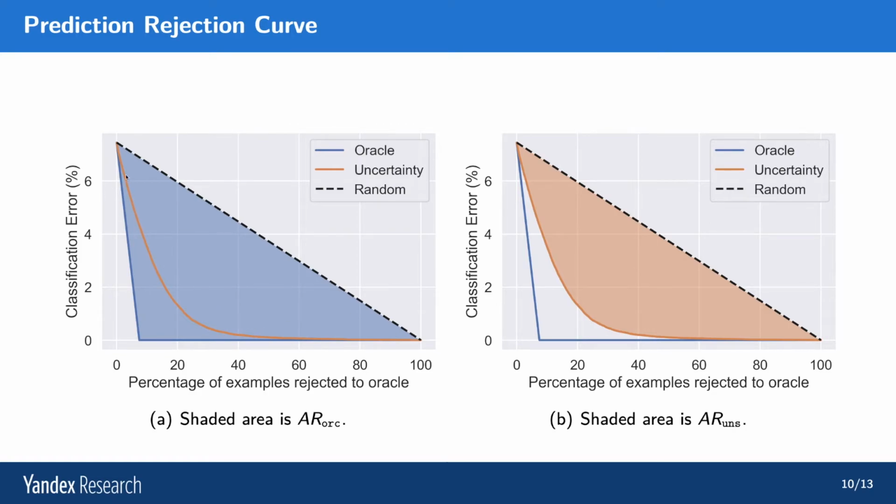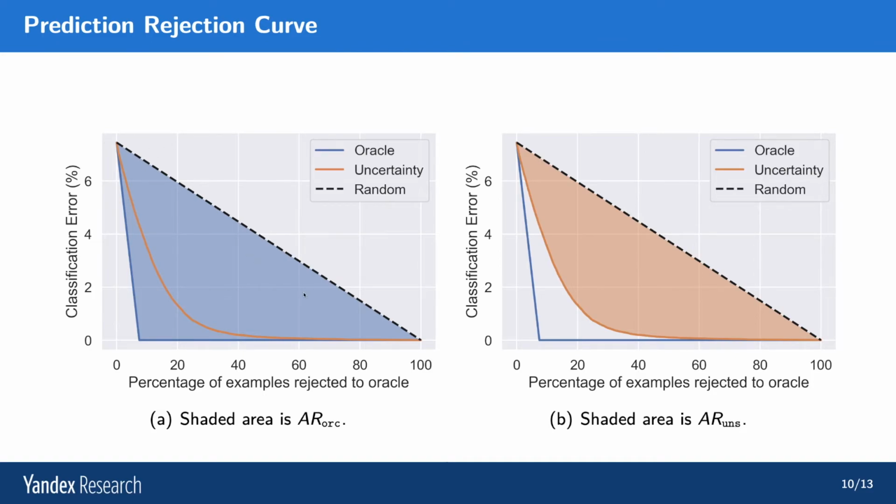So here we have a scenario where if we reject examples in the order of error, so if we first reject all the ones where we make mistakes, then we can drop our error rate very sharply. If our error rate is 7%, then we need to reject just 7% of the data set to the human to get 0% error, because the machine can handle the other 93% of the data set. Now, obviously, this assumes that we know which examples are actually incorrect.